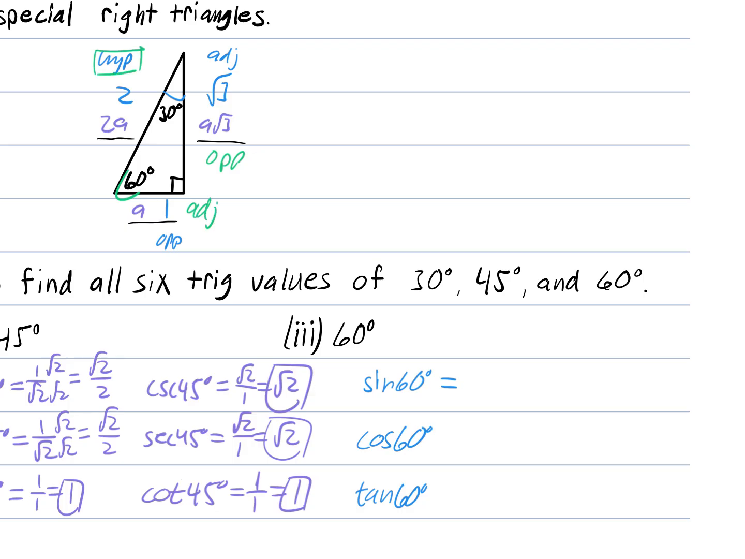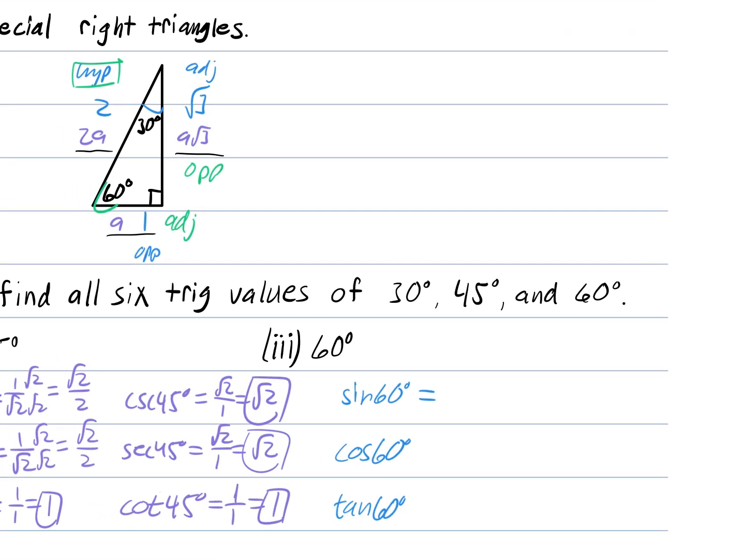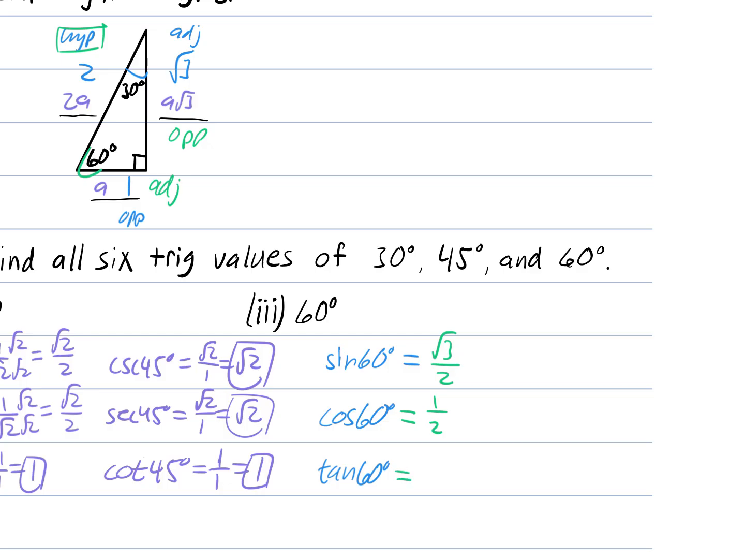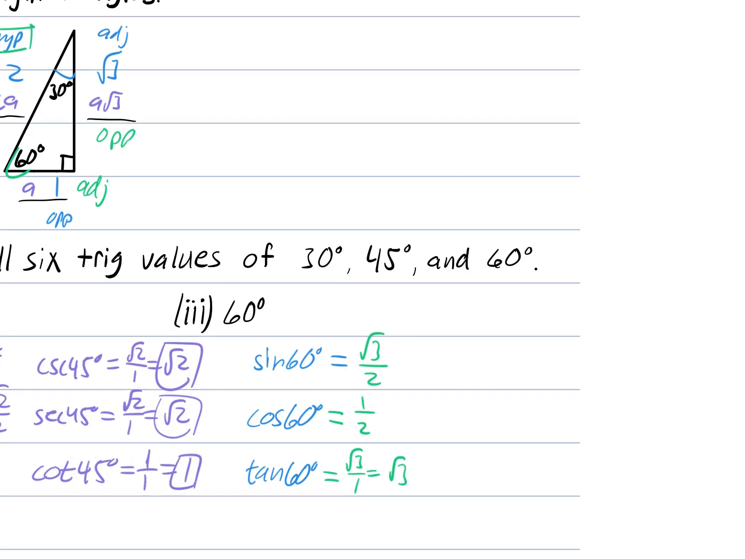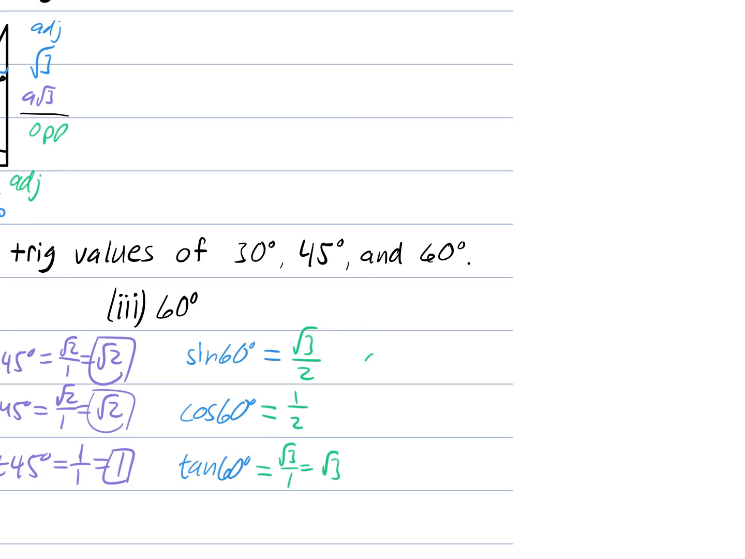All right, so sine of 60 is going to be opposite over hypotenuse, so square root of 3 over 2. Cosine is going to be adjacent over hypotenuse, so 1 over 2. Tangent is opposite over adjacent, so it's going to be square root of 3 over 1, which is just the square root of 3.